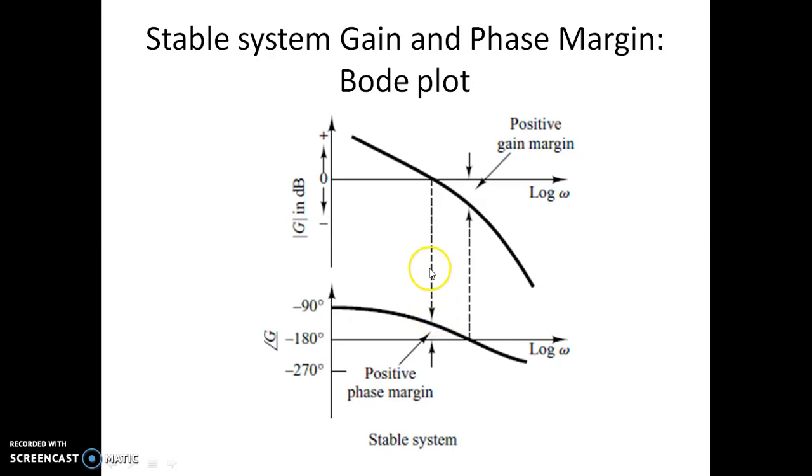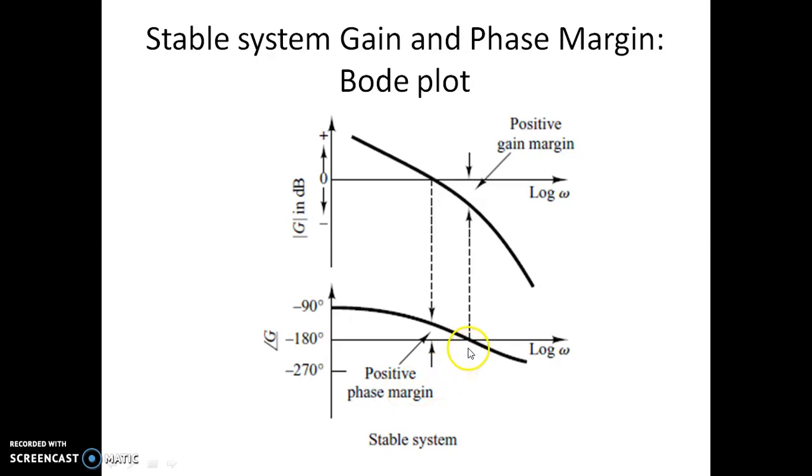At that particular frequency, whatever phase you have, since it is 180 minus this, this much difference is the phase margin. Since the phase margin is positive here, we define this as a positive phase margin.